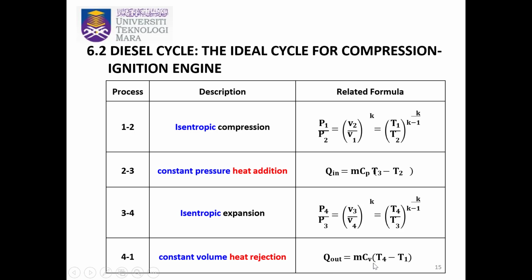Q out equal to m CV (T4 minus T1), CV constant volume. Okay, constant volume. Sebab apa? Constant volume process heat rejection. Okay, so this is the related equation yang kita boleh guna untuk selesaikan masalah berkenaan diesel cycle lah. Okay.